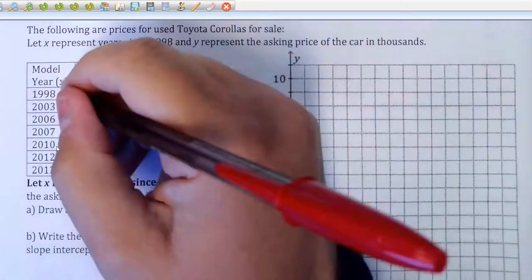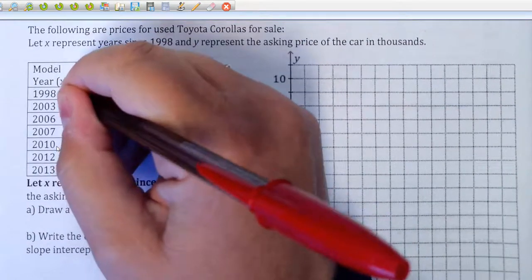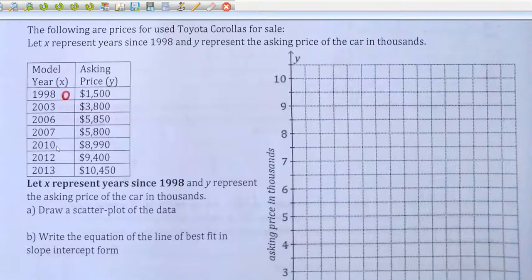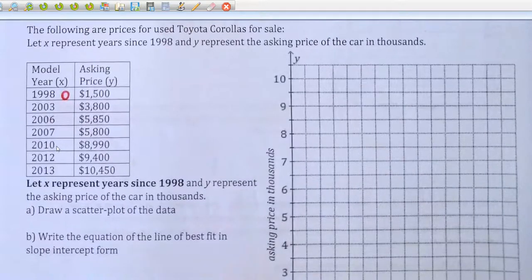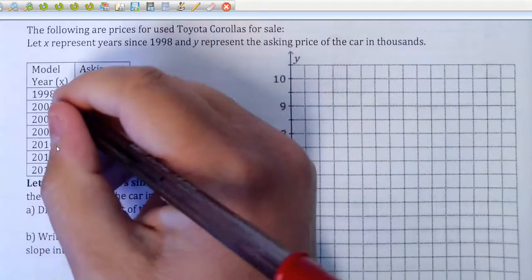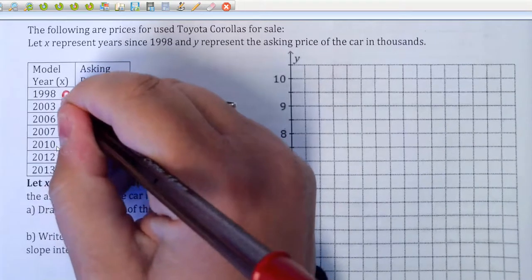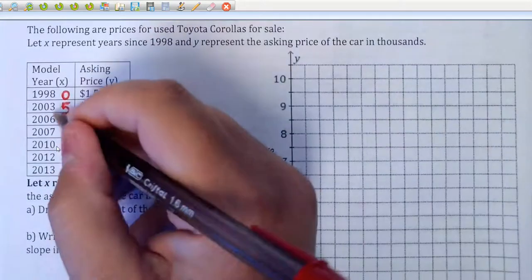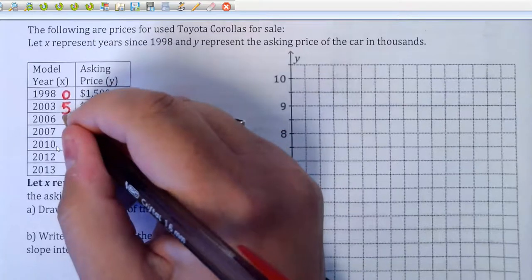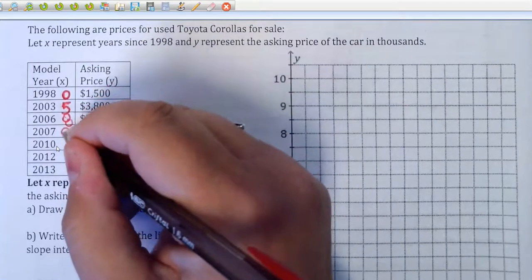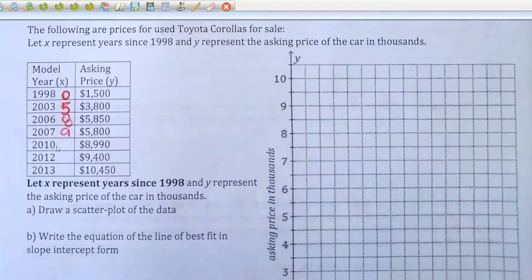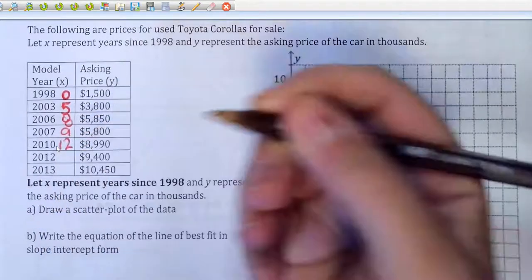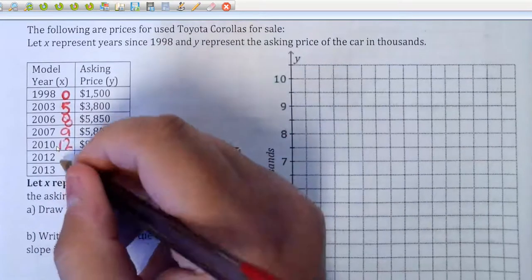Okay, so if it's years since 1998, what I would want to actually use for my x value in 1998 would be 0. 2003 would be 5 years after that, so that'd be 5. 2006 would be 8 years after. 2007 would be 9 years after. 2010 would be 12, and so forth. So I want to use these as my x values.